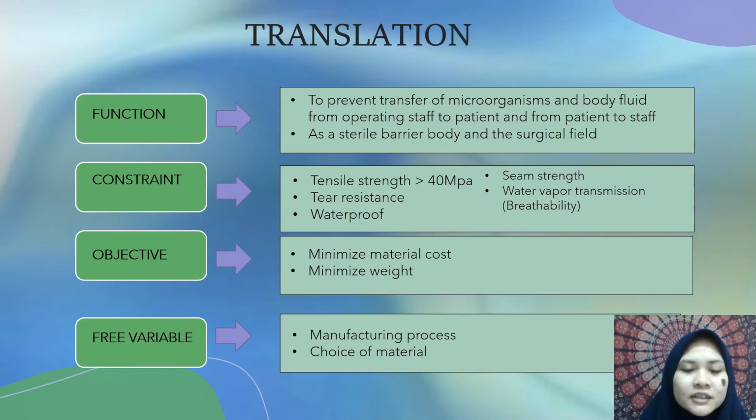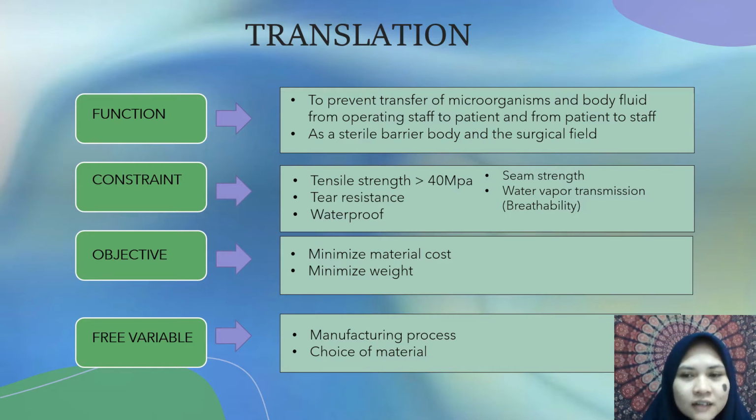The constraint is a requirement that must be met, which is strength. So the surgical gown strength is tensile strength. Tensile strength is like stretchability, so we can know how much the surgical gown will stretch until it breaks when subjected to a load.